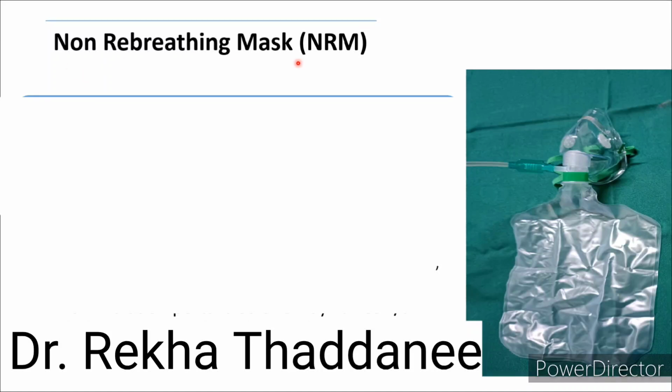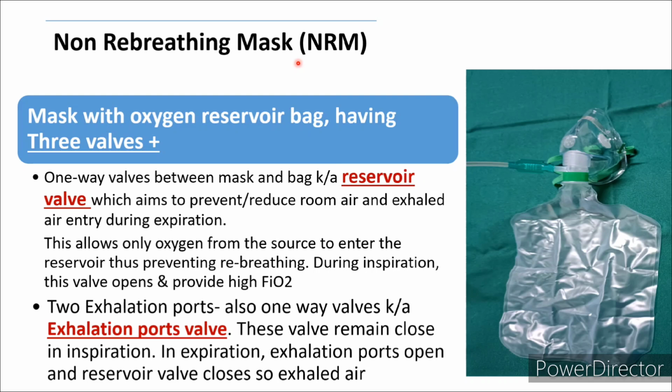Non-rebreathing mask. The basic difference between PRM and NRM is the mask and reservoir. NRM also contains three one-way valves. So here in this image you can see this is the mask, this is the reservoir bag, and these are the three valves. So one is the reservoir valve, which is between the reservoir bag and the mask.